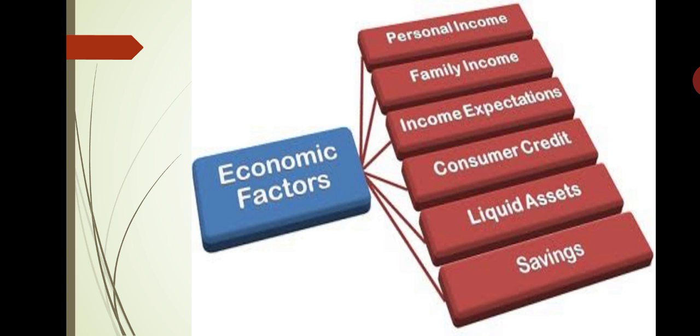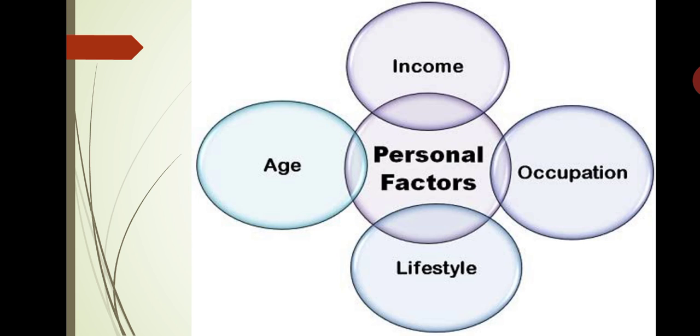Next, move on. Fourth factor, that is personal factors. So personal factors also influence buying behavior. The important personal factors are age, occupation, income, lifestyle. So these are the personal factors which influence the buying behavior of the customer.